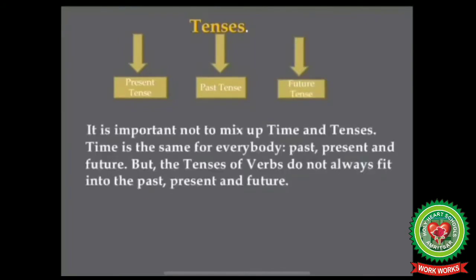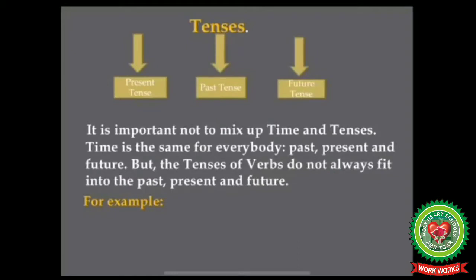So the tenses are of three types: present tense, past tense and future tense. It is important not to mix up time and tenses. Time is the same for everybody, past, present and future. But the tenses of verbs do not always fit into the past, present and future.